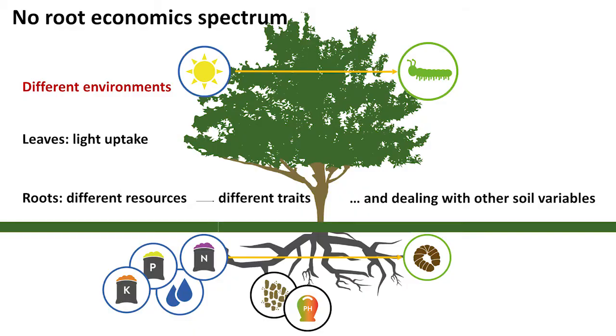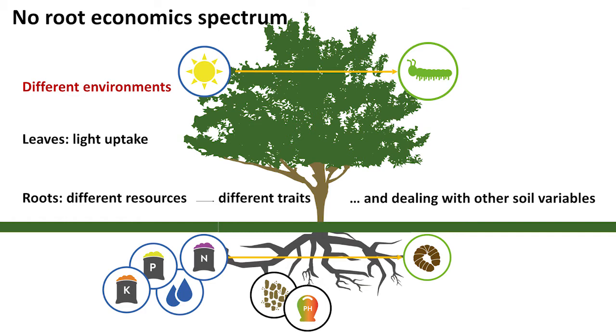And these different ways may not only be reflected by changes in specific root length, but for instance also in root branching, which is very little measured. And besides having to acquire all these different resources, plants also have to deal with other soil variables, such as soil structure and soil chemical properties, which may strongly constrain fine root traits.